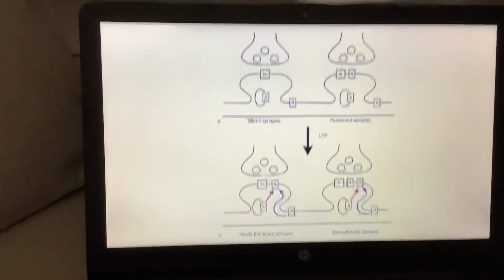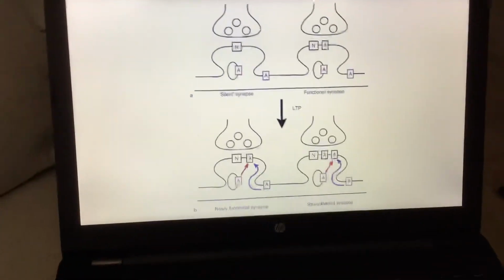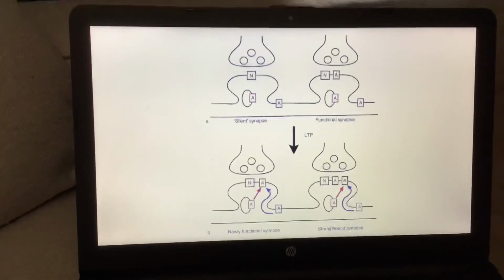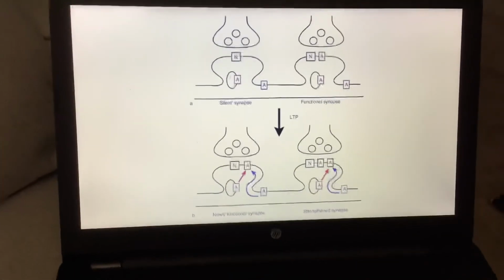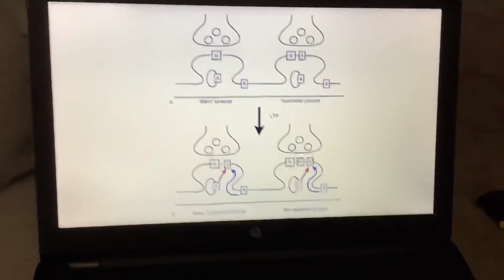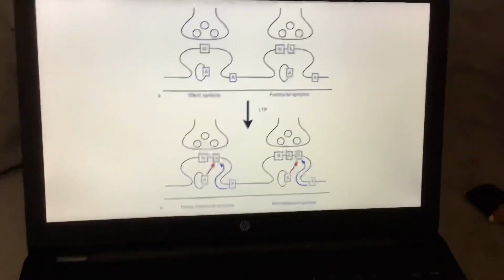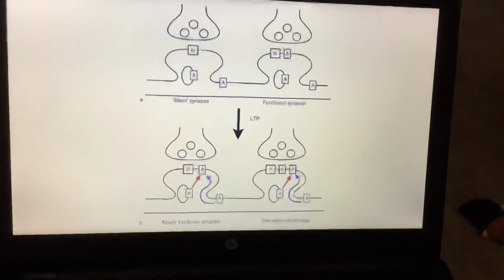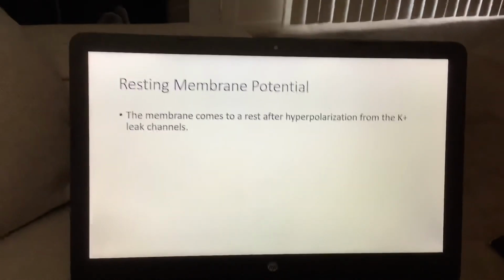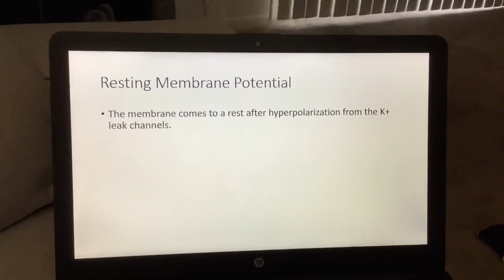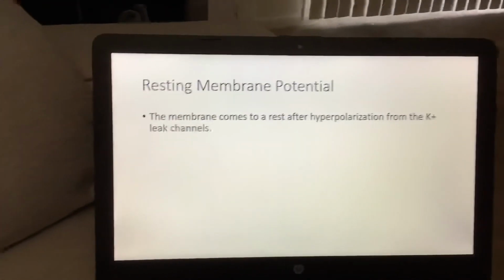So then we have the silent synapse, and that is found inside the hippocampus, and it is a silent synapse because of the voltage-dependent blockage of the NMDA receptors by the Mg2+ that is stored inside the cell. It turns into a functional synapse with the maturation of the glutamatergic synapse. So when the glutamate matures inside of the cell, that's what causes the functional synapse. And then once the process is done, it returns to resting membrane potential stage. And that comes after hyperpolarization from the potassium leak channels inside of the cell.